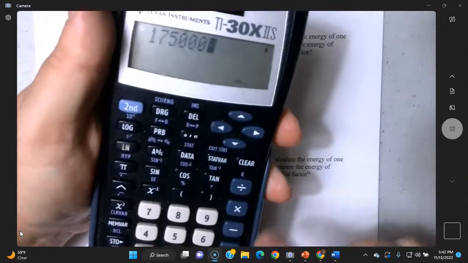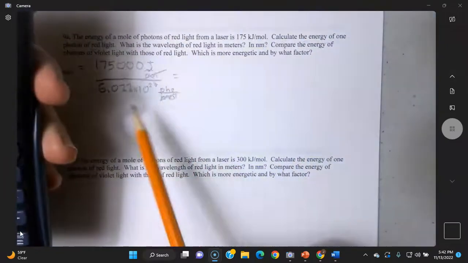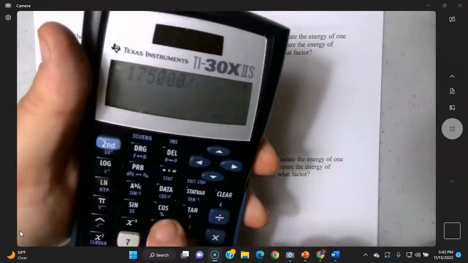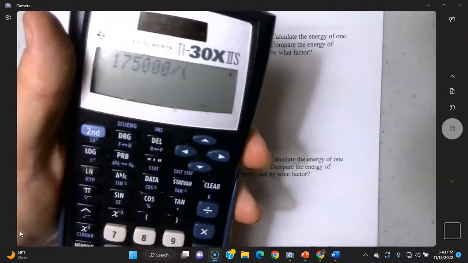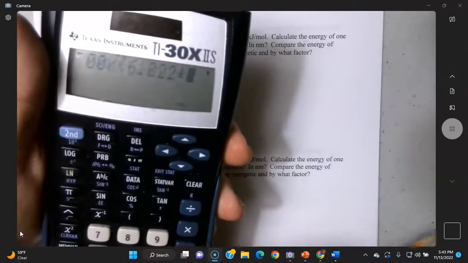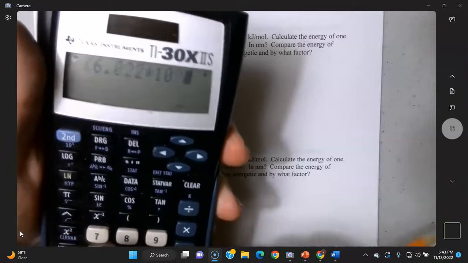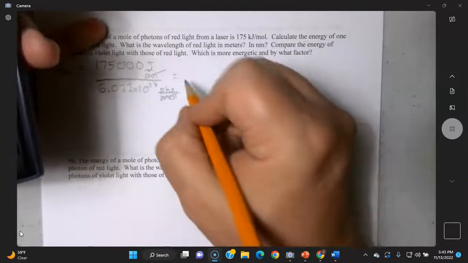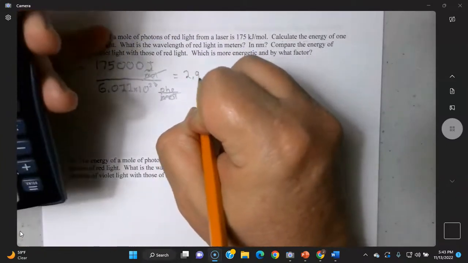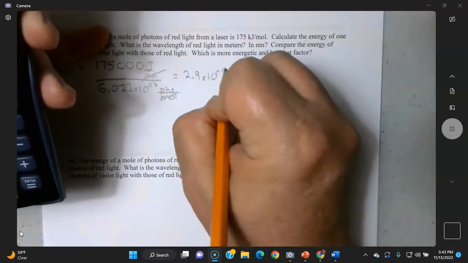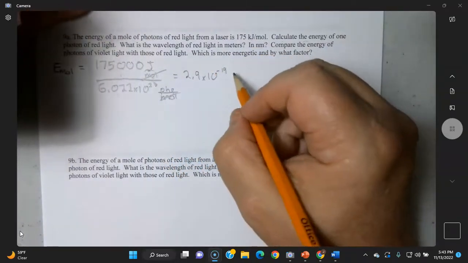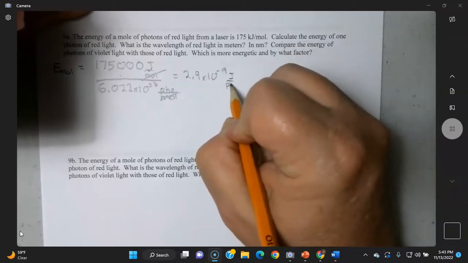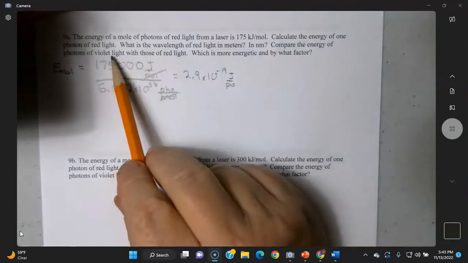It's 175,000 divided by, now be careful, you can't just put 6.022 times 10 to the 23rd. You've got to put it in parentheses. I always get used to putting things in parentheses. 6.022 times 10 caret 23, close the parenthesis, and that gives us, again, a 10 to the minus 19 number, which is typical energy in a photon of light, and that's joules per photon. Okay, and that's what it asks. Calculate the energy of 1 photon of red light.